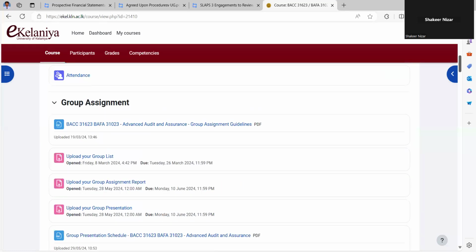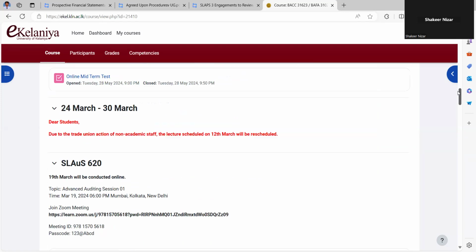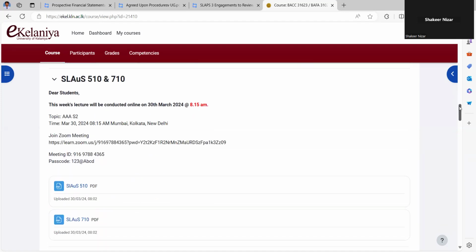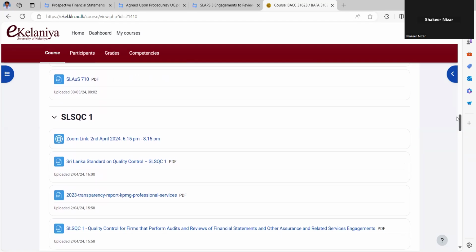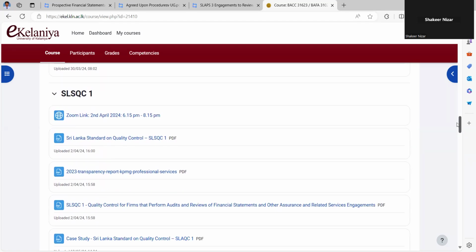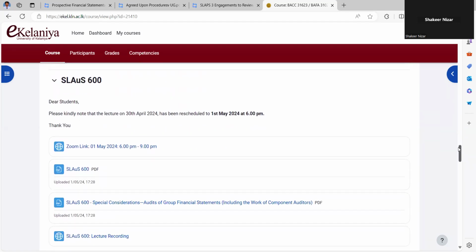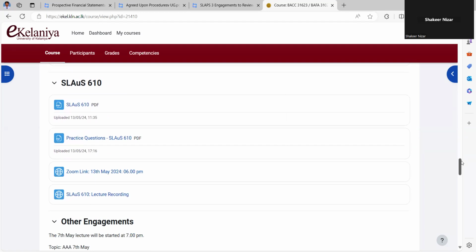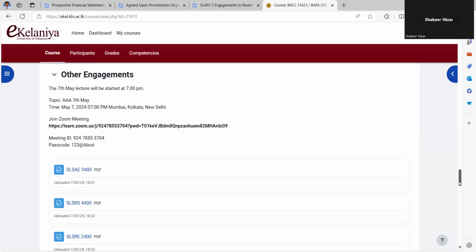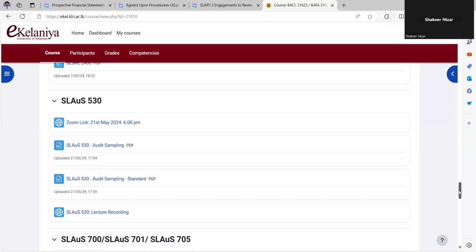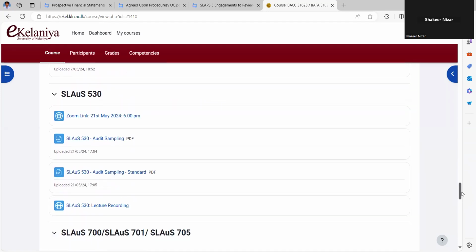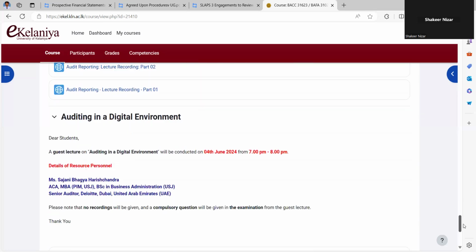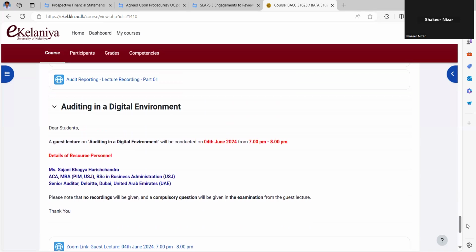If I go through your LMS, here you can see the auditor's expert, the initial audit engagement and comparative financial figures, Sri Lanka Standard on Quality Management 1, 2, and the Audit Quality Framework. After that, we discussed group auditing, audit sampling and other engagements. Today we discuss audit sampling; internal auditors we have not yet discussed. Audit reporting we have discussed to some extent, and we are going to discuss auditing in the digital environment.